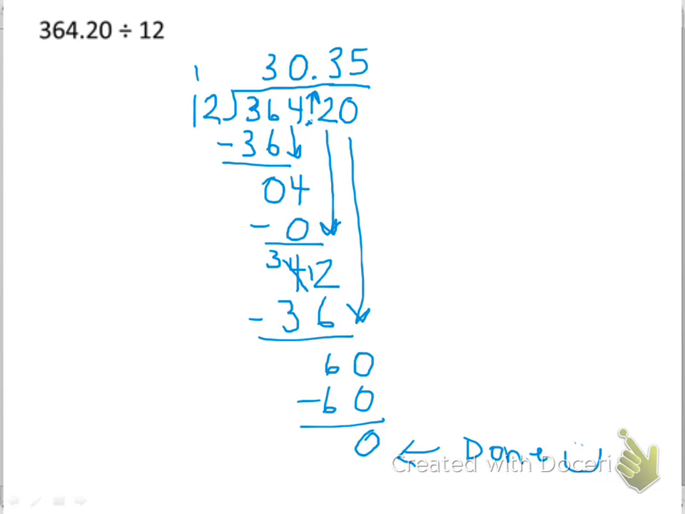Alright, that's the first example. We're going to do another one. The second one here, the problem's a little bit easier. It looks easier, but we'll see what happens when we do it. We're going to write our problem. Remember, the first number is our dividend, so it goes inside the division symbol. I'm going to make sure this decimal is really big so you can see it. Divided by 2 is our divisor. Alright, the first thing we do, remember, is bring up our decimal. So we're going to bring this up, and then we don't have to worry about it anymore because it is done.